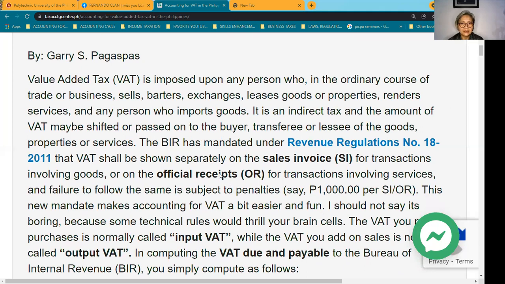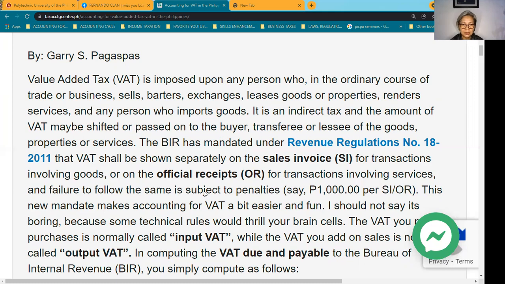Okay, the BIR mandated under Revenue Regulation 18-2011 that VAT shall be shown separately on the sales invoice for transactions involving goods or on the official receipts for transactions involving services. So, take note, sales invoice kapag goods ang binenta. Official receipt kapag services ang binenta. Now, the VAT should be indicated separately both in sales invoice and official receipt. Kailangan naka-indicate na yung VAT doon sa mga transaction.